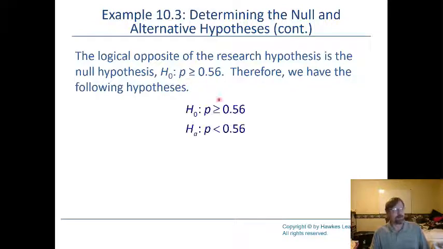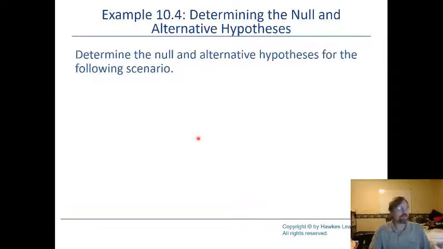So we can write it in this way: the null hypothesis, which we assume is true when doing the test, is that the proportion is greater than or equal to 0.56. The research hypothesis, what we think is really happening, is that it is less than 0.56. Okay, next scenario.